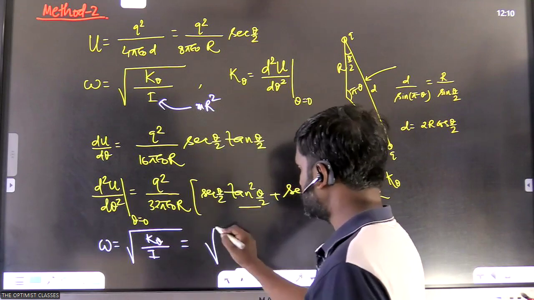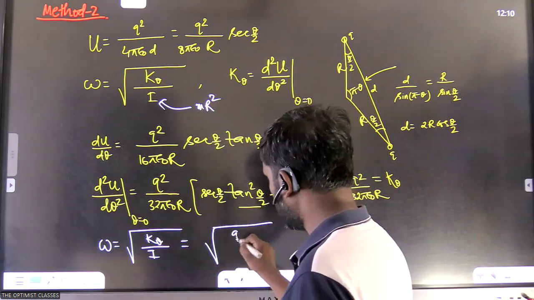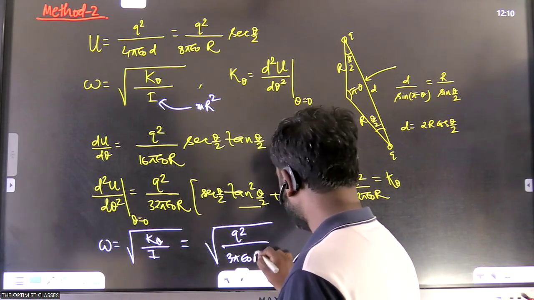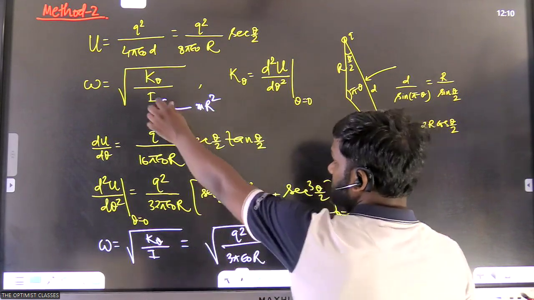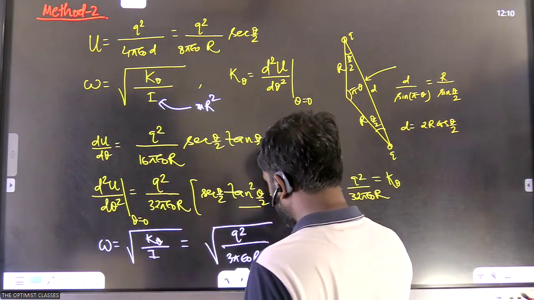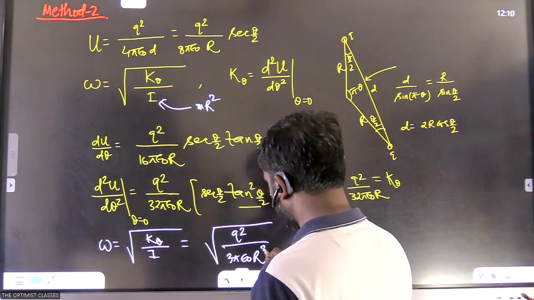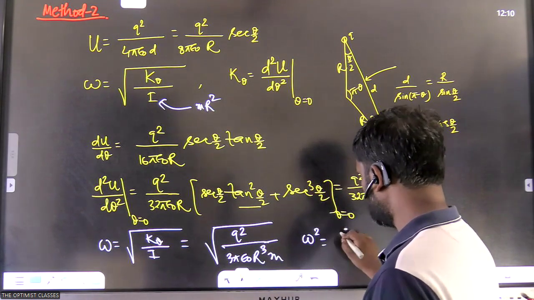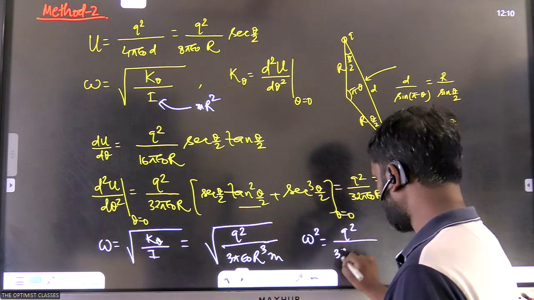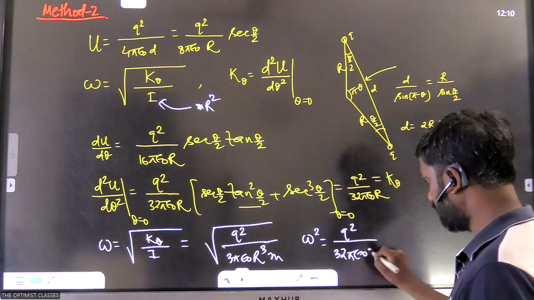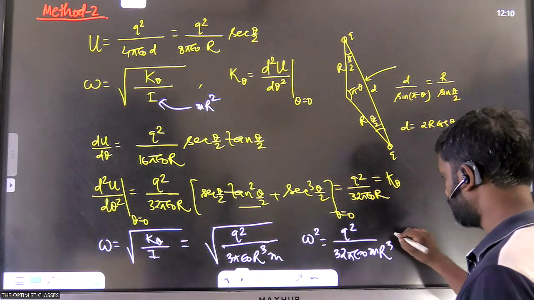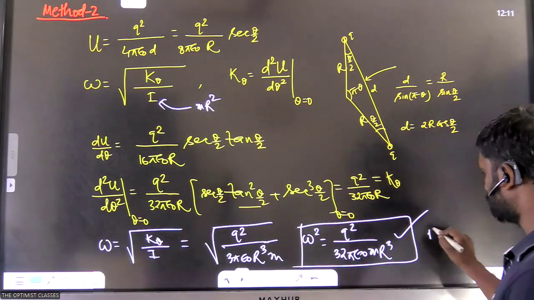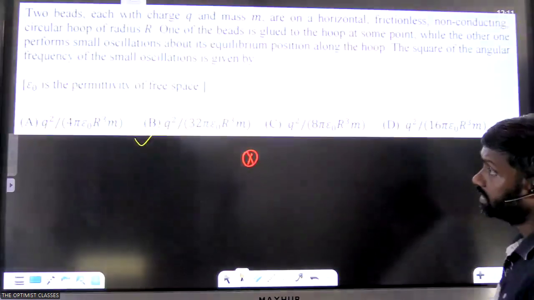So let us put this here. This is Q square upon 32 pi epsilon naught R. And when you put the moment of inertia m R square, you will get another R square here, so this will become R cube and m. Therefore, omega square will be equal to Q square upon 32 pi epsilon naught m R cube. So again, this answer is the same as the previous one. So this option B is correct here.